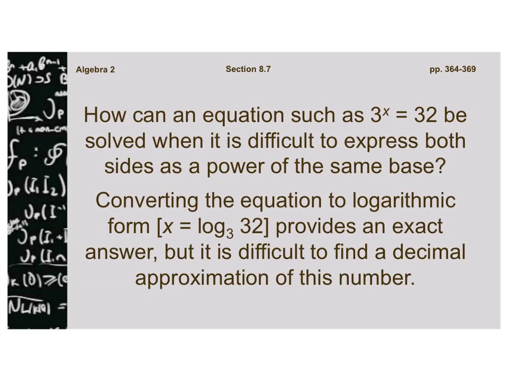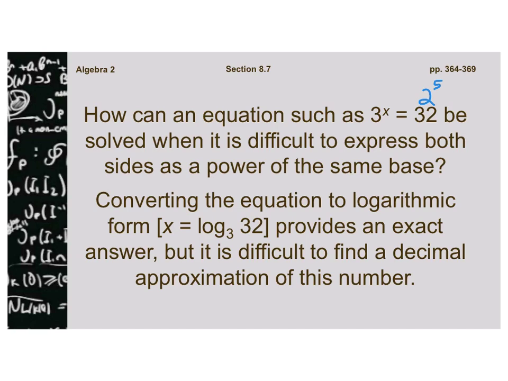How can an equation such as 3 to the x equals 32 be solved when it is difficult to express both sides as a power of the same base? Okay, so right, this is 2 to the 5. I can't express it as a 3. Converting the equation to logarithmic form, right?